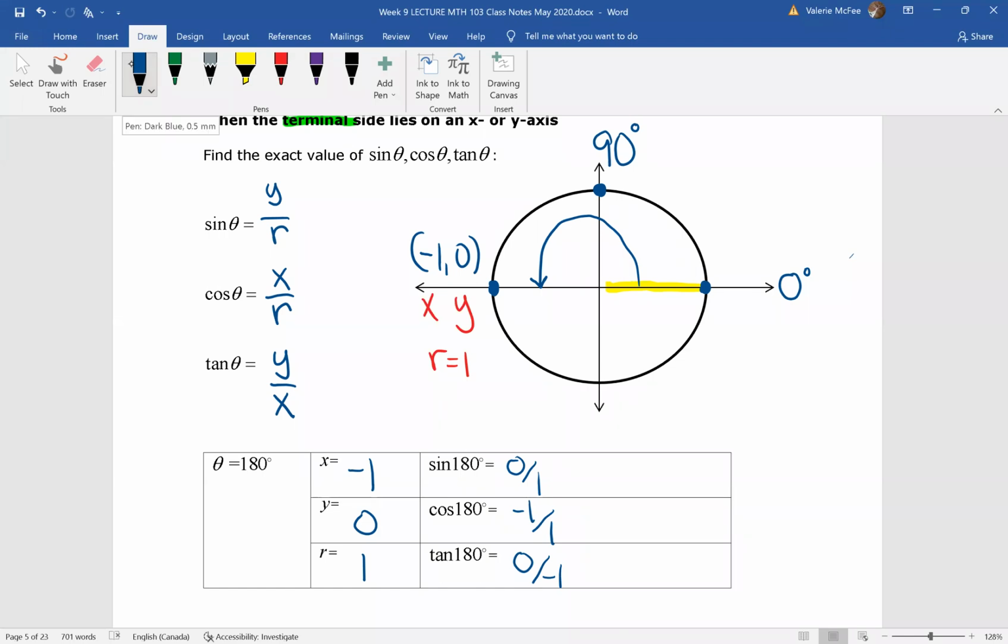Sine is Y over R. Cosine is X over R. Tangent is Y over X. If you're not going to memorize each of these values, you need to know how to find them.